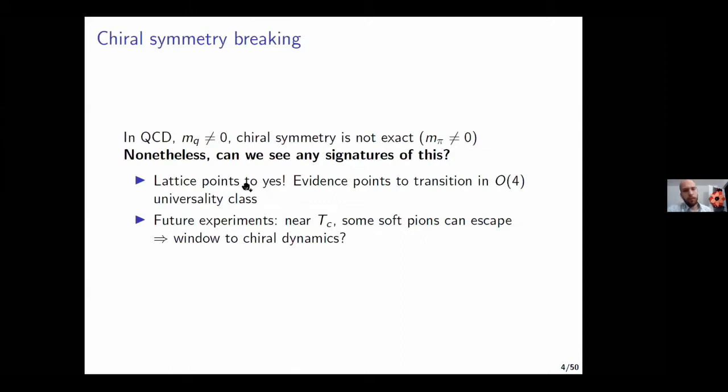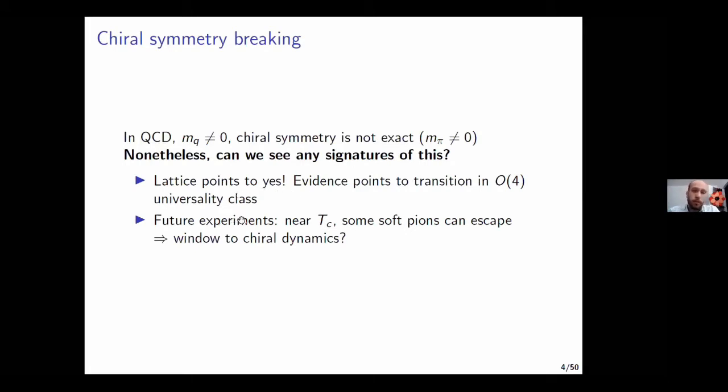But in the real world and in QCD, we know that the quark mass is not 0, and this chiral symmetry is not exact. In fact, the pion mass is around 140 MeV. But nonetheless, we can ask, can we see any signatures of this? There are 2 avenues. The lattice points to yes, there's some evidence that this transition is in the O(4) universality class.